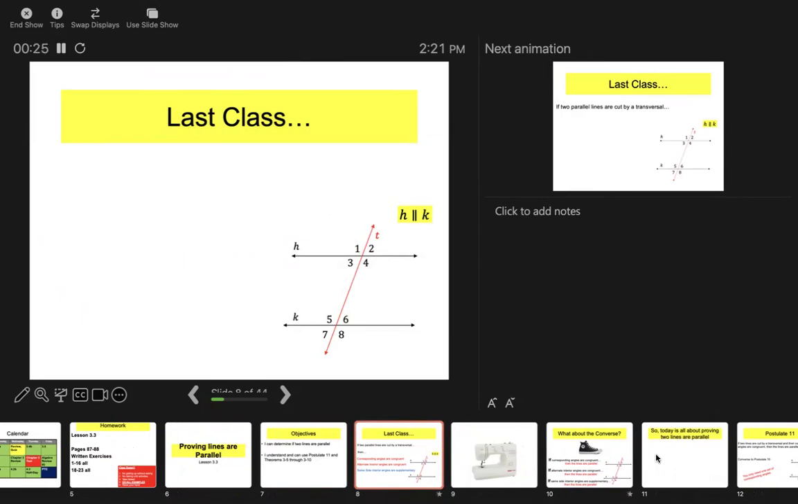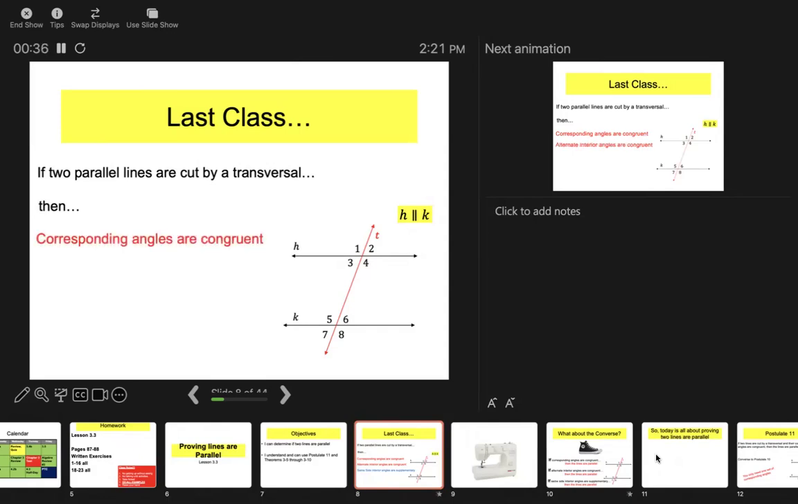And if you remember, if two parallel lines are cut by transversal, then we got 3 main consequences. There were a couple more, but they were minor ones. The 3 main consequences were: corresponding angles are congruent, that's angles 1 and 5, 3 and 7, 2 and 6, and 4 and 8. Alternate interior angles are congruent, that would be 3 and 6 and 4 and 5.